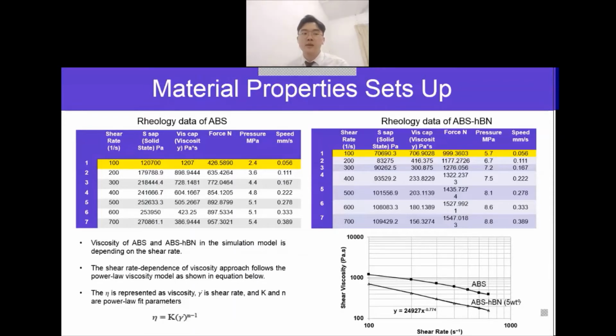The viscosity of ABS and ABS-hBN in the simulation model depends on the shear rate. The shear rate dependence of viscosity follows the power law viscosity model as shown in the equation below. The symbol η represents the viscosity, the symbol γ is the shear rate, and K and n are the power law fit parameters. The rheology data at shear rates in the hundreds is used as the input data to simulate and compare the melt flow behavior of ABS and ABS-hBN. The following shear rate rheology data of ABS are used for the volumetric flow rate and velocity measurements.